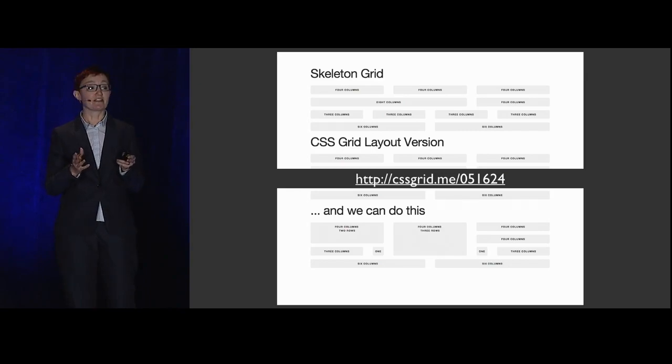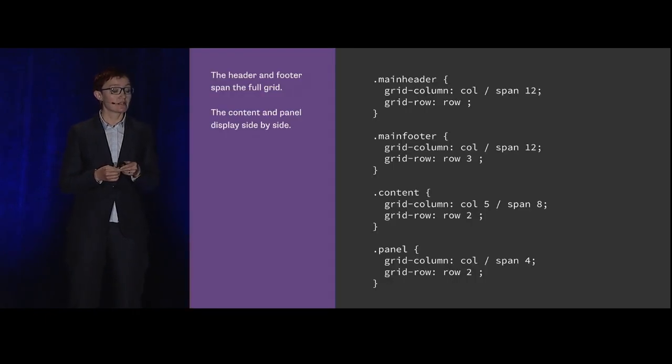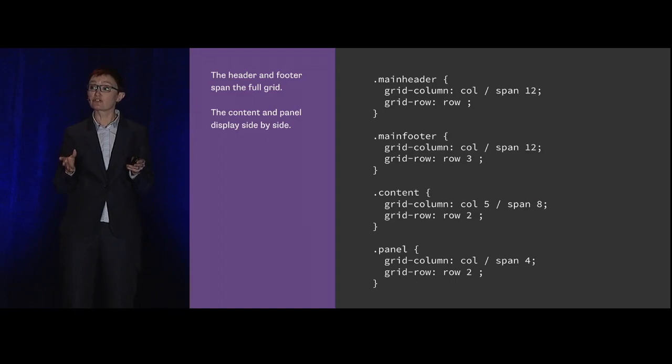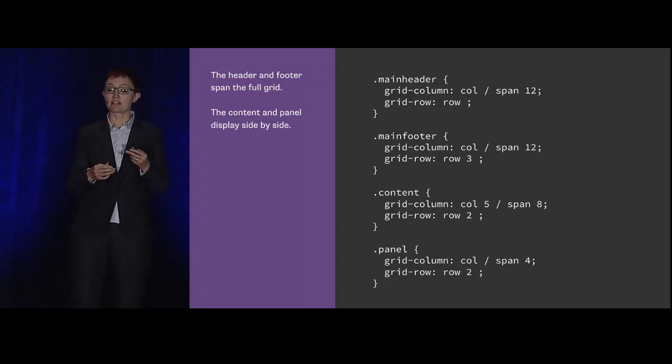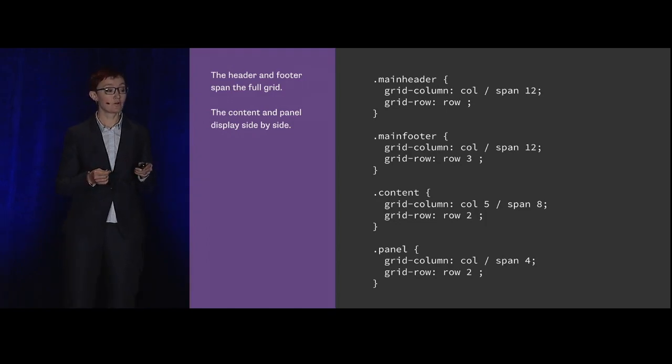So once we've created a grid framework, or we're using CSS Grid as a grid framework, we then can lay out a design using that framework. So this is a more realistic example. I'm going back to that earlier design, that simple page layout, but this time I'm laying it out on the grid that I've just created. So we're saying the main header, we want to start on col and span 12, and it goes into row. And you can see the content there is spanning 8 columns, and the panel is spanning 4.